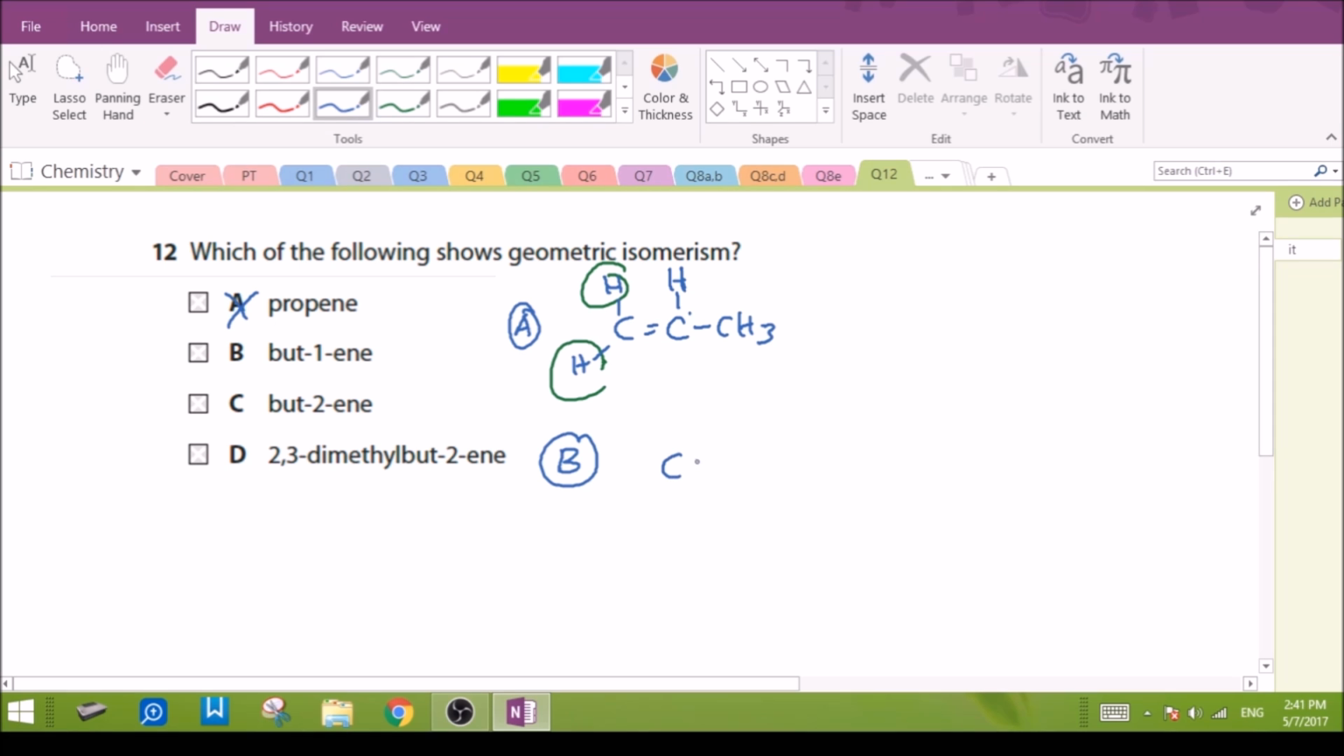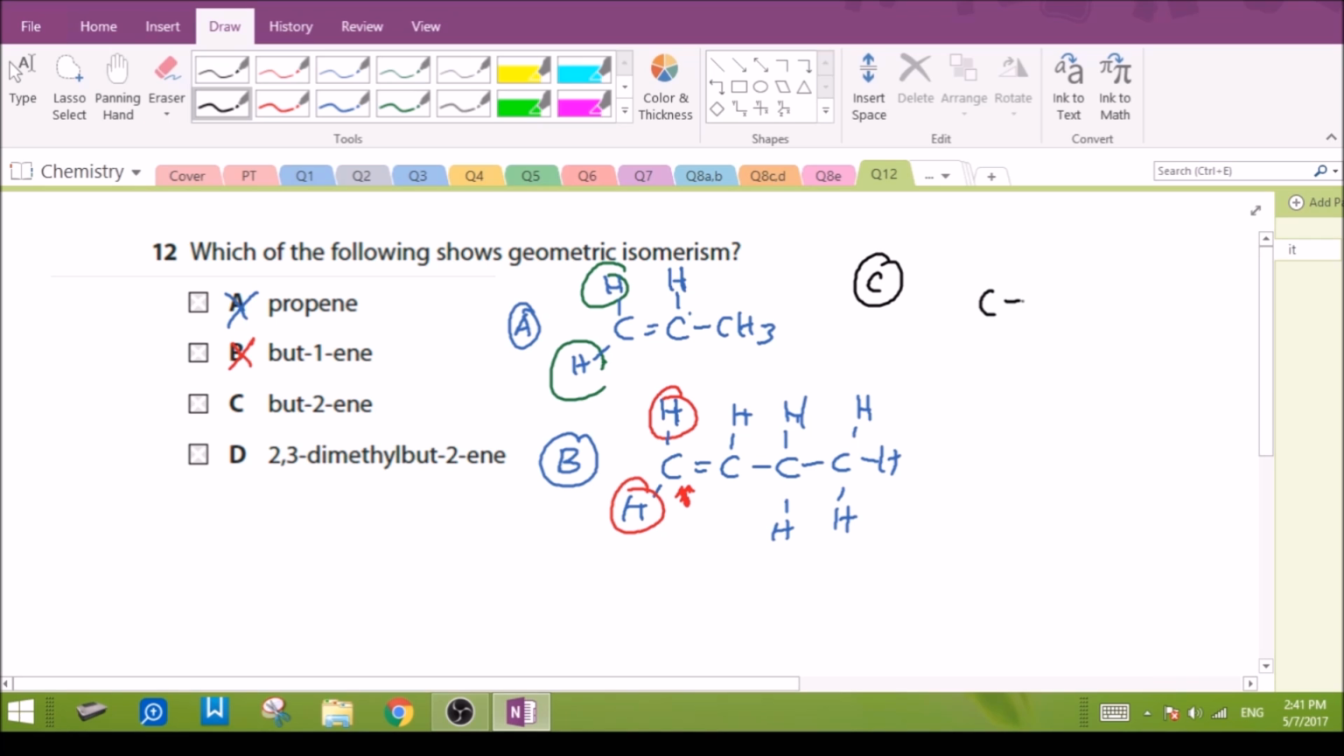But-1-ene. Okay, but-1 means the double bond is at the first carbon. Right, again, by now we should realize that it cannot have geometrical isomers also, because if you look at this carbon, same thing, it has 2 identical groups. So no geometrical isomers for but-1-ene. But-2-ene, butene, and number 2 means that the double bond is located at the second carbon.